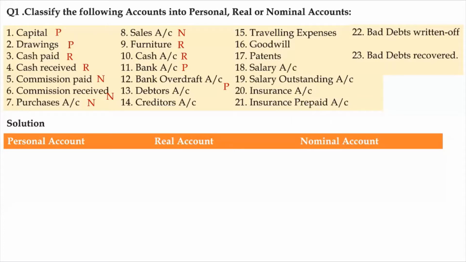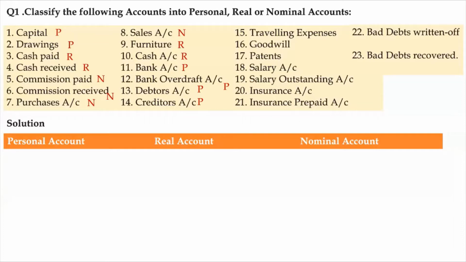Debtors. Debtors are the asset of the business, but we will treat debtor as a personal account because I have explained in some previous lectures. Okay. Now the creditors. Who are creditors? Creditors are the persons from whom we purchase goods on credit. We did not give them money. So creditors are persons, that's why they are the personal account.